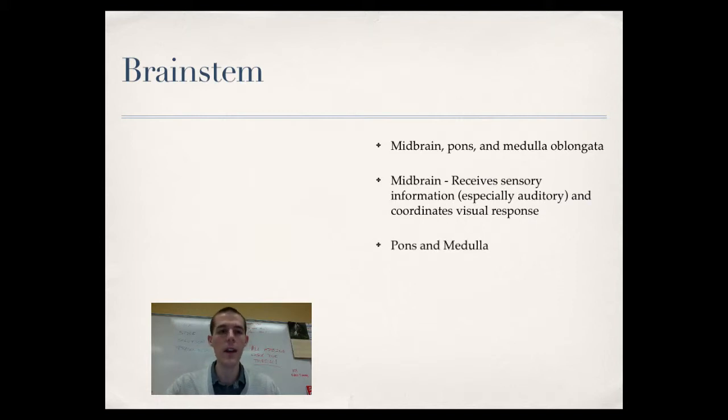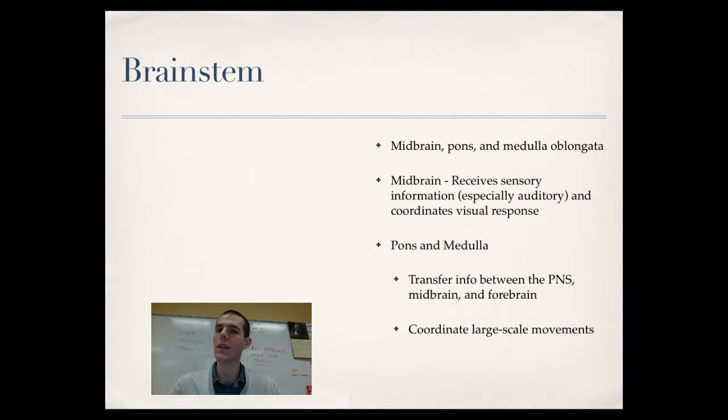It consists of the pons and medulla, which are responsible for the following. They transfer information between the peripheral nervous system, the midbrain, and the forebrain. So all that sensory information that's coming in from the peripheral nervous system, that gets transferred through the pons and the medulla. It coordinates large-scale movements, and by large-scale movements I mean things like climbing, running, things that include multiple parts of the body working together. And the medulla specifically controls automatic homeostatic activity. So there's going to be like heartbeat and breathing and blood vessel dilation, things like that.